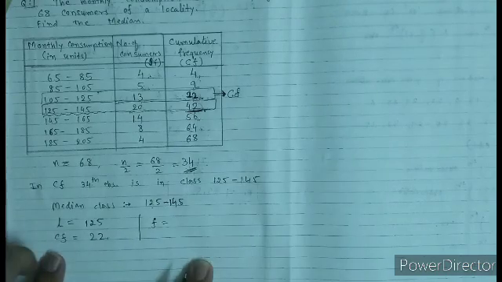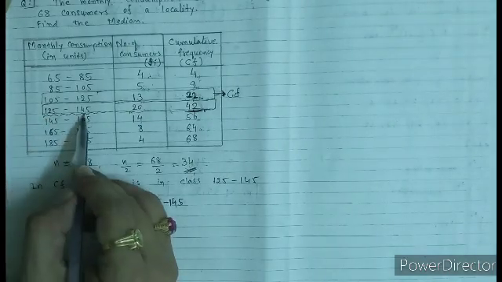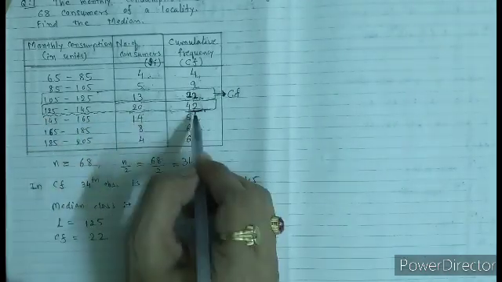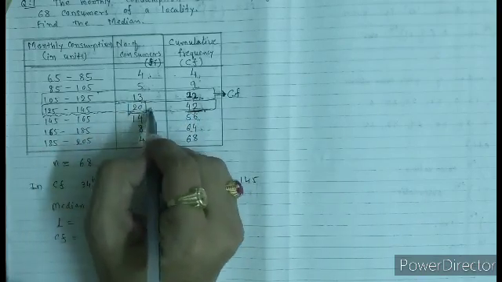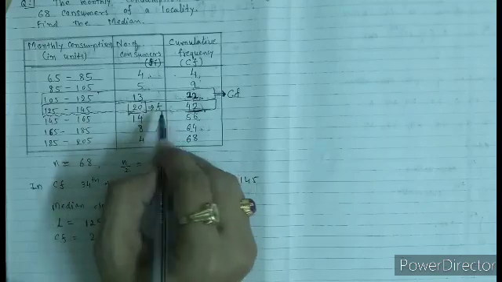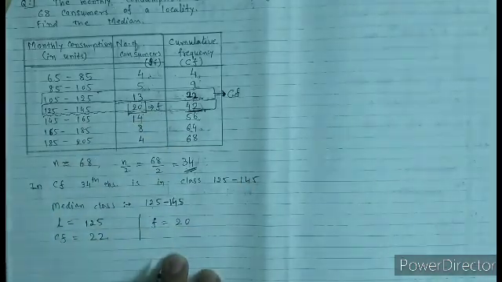The next term in the formula is F, and F is the frequency of the median class. Here the median class is 125 to 145. Its frequency, not cumulative frequency, but its frequency, is 20. Therefore I will write here F. So F is here 20. It is the frequency of the median class.